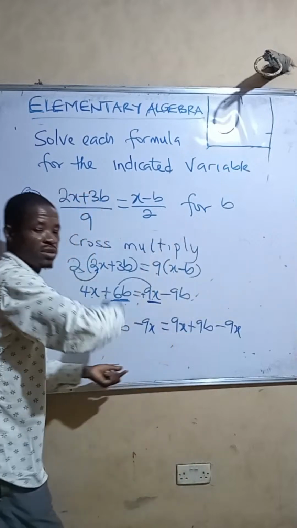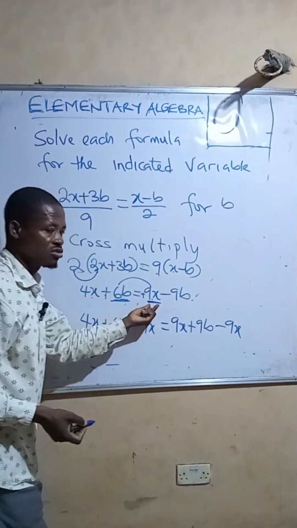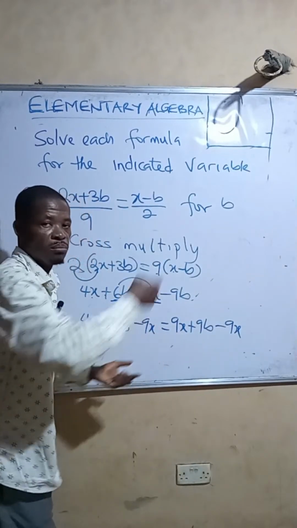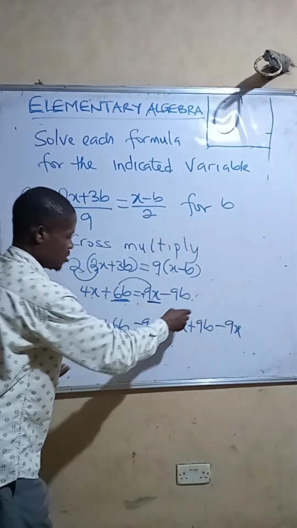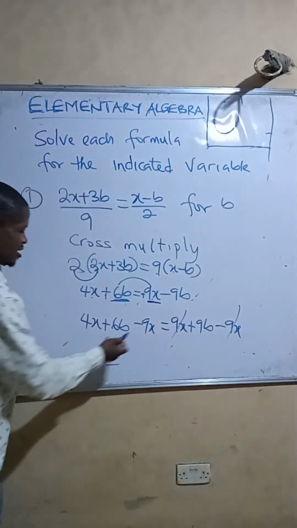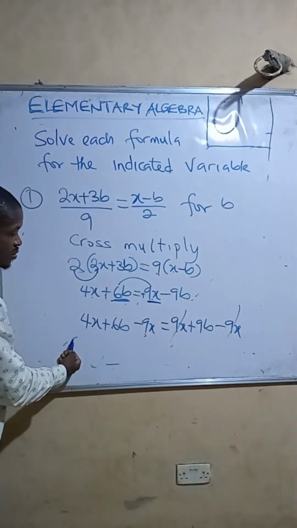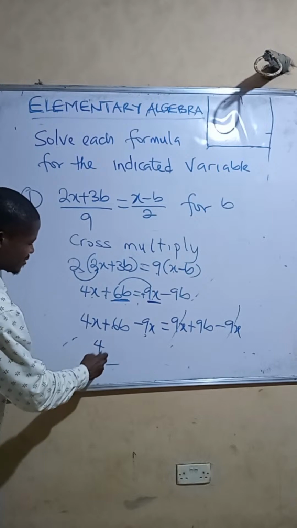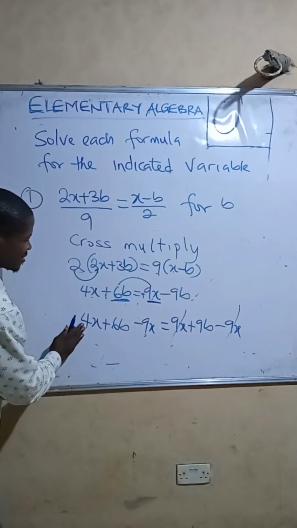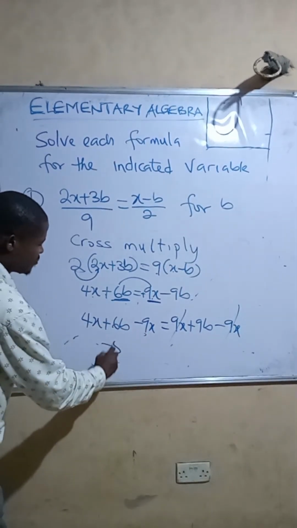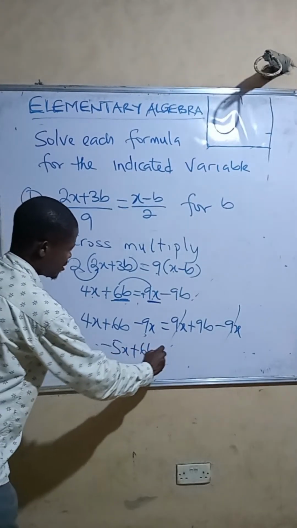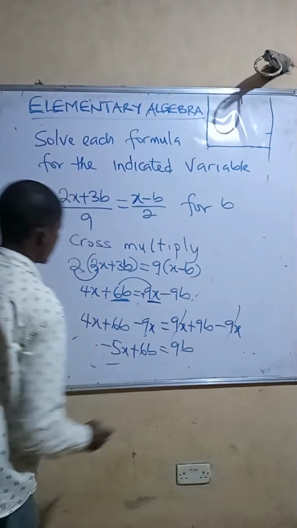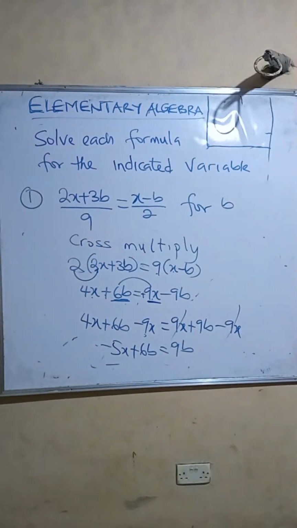If it's plus, you use minus of that value, added to both sides. So this and this we cancel for that place. We now have it here. Okay? So we have 4x minus 9x, that will be minus 5x, plus 6b equal to what? Minus 9b. So that's all we have in that case.